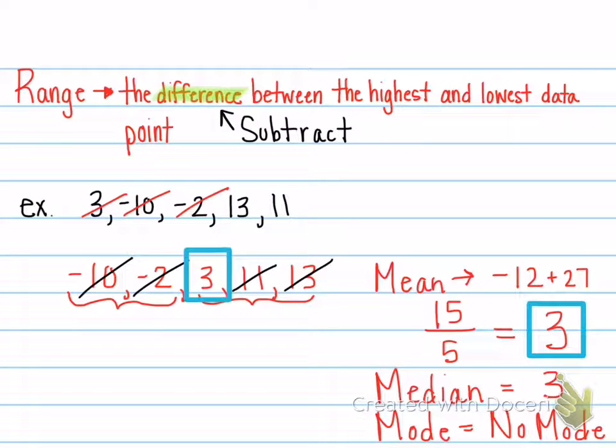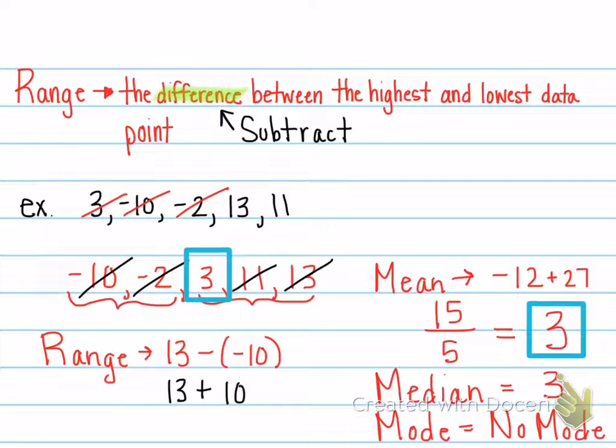And last but not least is the range. I take the biggest minus the smallest. So I have 13, which is my highest number, minus negative 10. I keep the same one, change to addition. The opposite of negative 10 is positive 10. 13 plus 10 is 23. When you think about it, that makes sense. To go from negative 10 all the way up to 13, you have a range of 23 numbers in the middle.